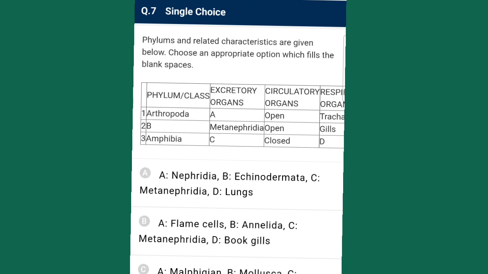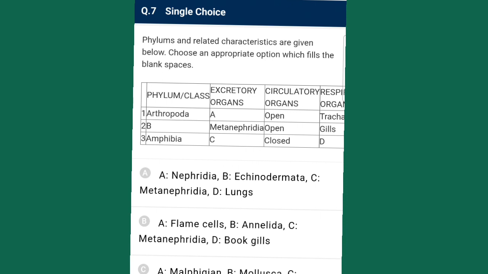Question number 7. Phylum and related characteristics are given below. Choose the appropriate option which fills the blanks. The excretory organs of arthropods are nephridia, coxal glands, green gland, Malpighian tubules, with an open circulatory system. They respire with the help of trachea or book lungs. Mollusks also have a well-developed excretory system using tubular nephridia organized as kidneys. They respire with the help of gills, which are also called ctenidia.